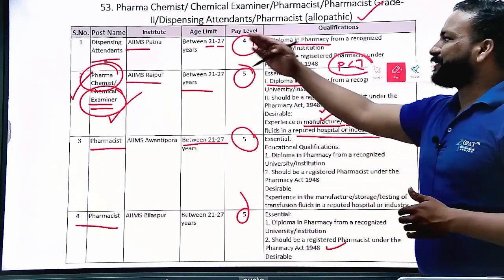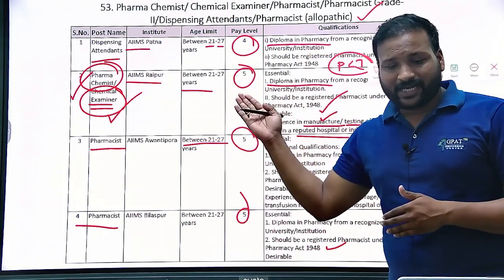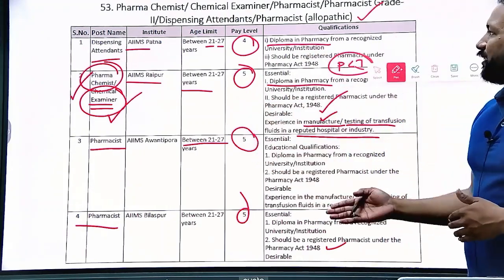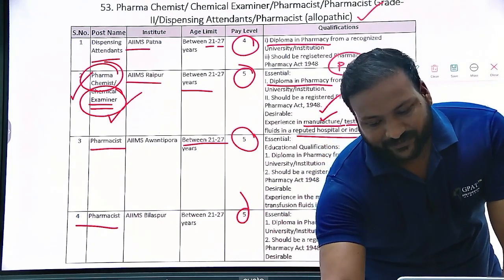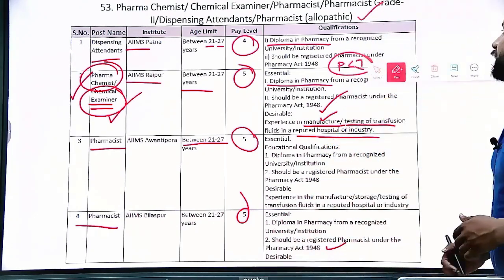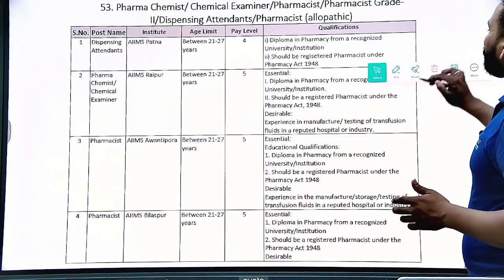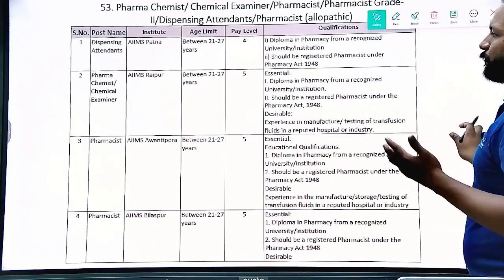So for that reason the qualification and other things also vary from the pharma chemist and chemical examiner. Clear? So except for the dispensing attendants, the pay level, the qualification and age relaxation also vary for the dispensing attendant. Okay. Yes. So this is about the pharma chemist and chemical examiner, pharmacist grade 2 and allopathic.